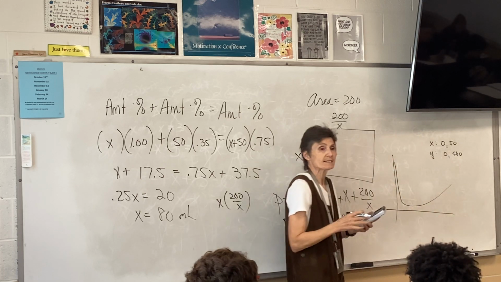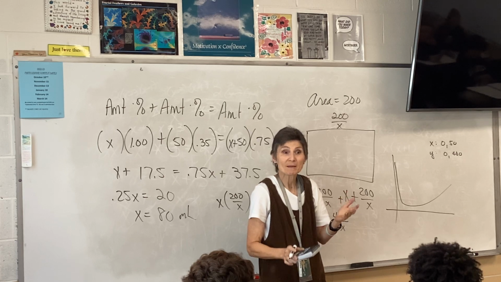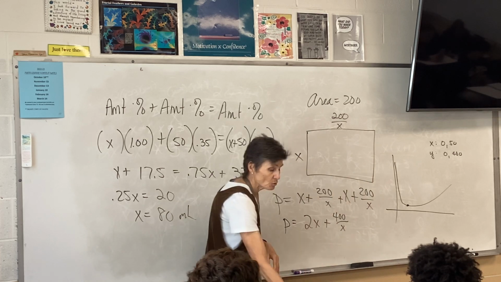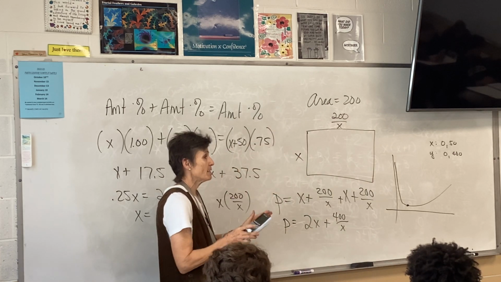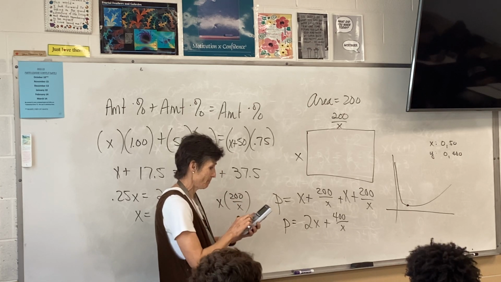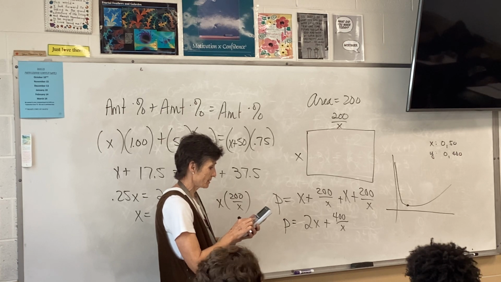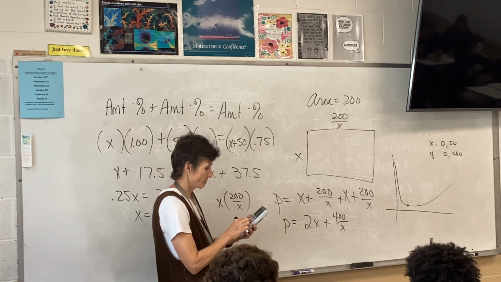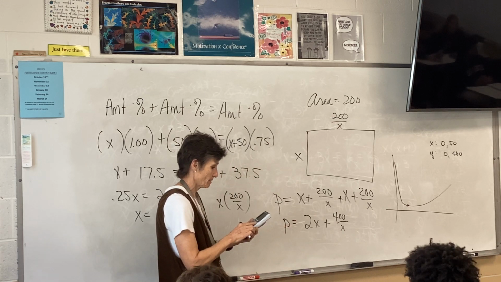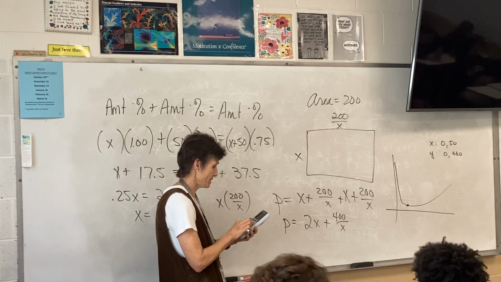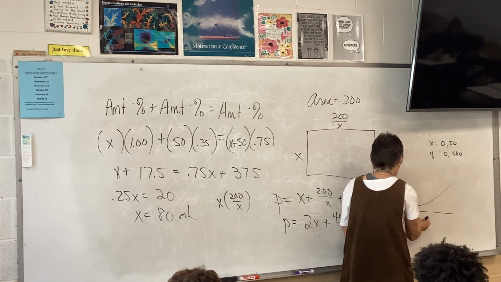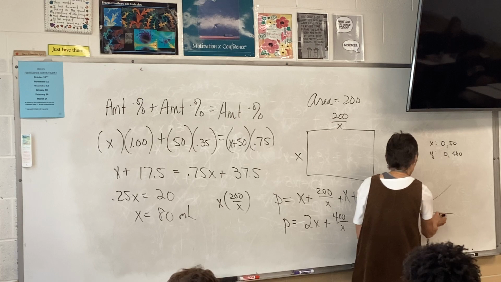And all I need to see is what? What am I looking for? The minimum. So all I need to see is a low point. Whatever dimensions I have set up, as long as I can see that low point, I am good. So second calc, minimum, left, right, somewhere in between. I got 14.14 and 56.57.